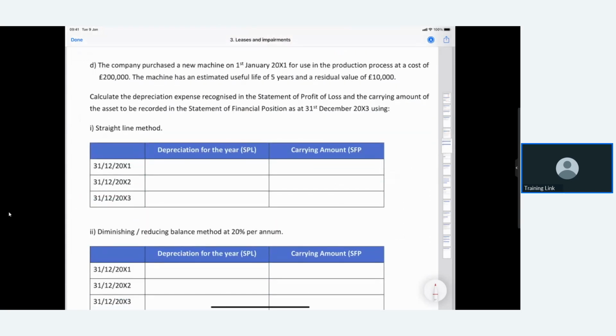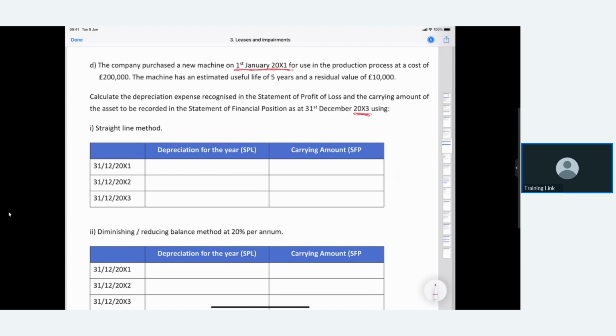Part D then. The company purchased a new machine on the 1st of January for use in the production process at a cost of 200,000. The machine has an estimated useful life of 5 years and a residual value of £10,000. Calculate the depreciation expense recognised in the statement of profit or loss and the carrying amount of the asset to be recorded in the statement of financial position as at the 31st of December 2000 and go with 13. It doesn't matter really, but these dates I can tell you now are going to be absolutely key to working this out.